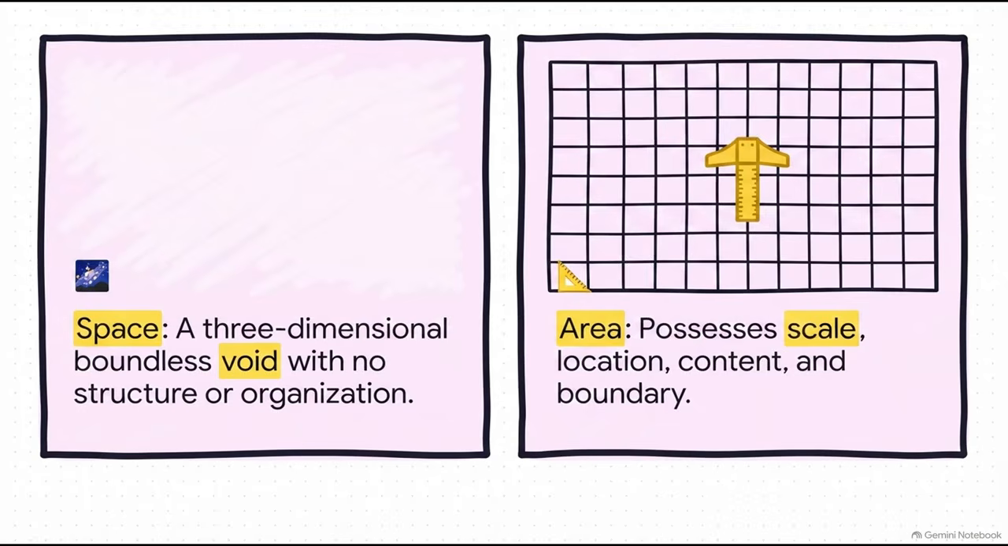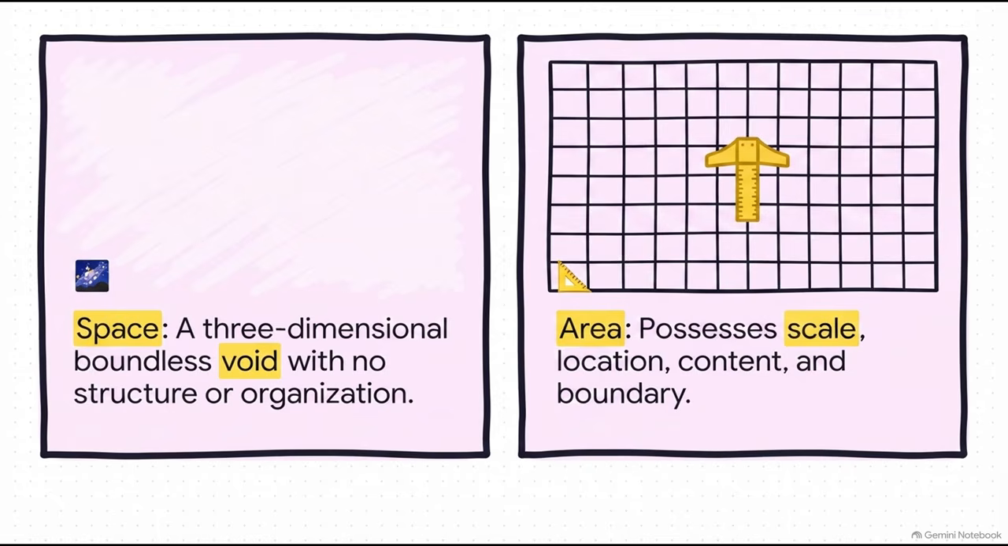So because these 3 words, space, area, and region, are used so interchangeably in casual conversation, it creates massive confusion. Let's establish our building blocks. First, think about space. By definition, space is simply a 3-dimensional boundless void. It has absolutely no structure, no organization whatsoever. It's merely a theoretical setting where objects exist.